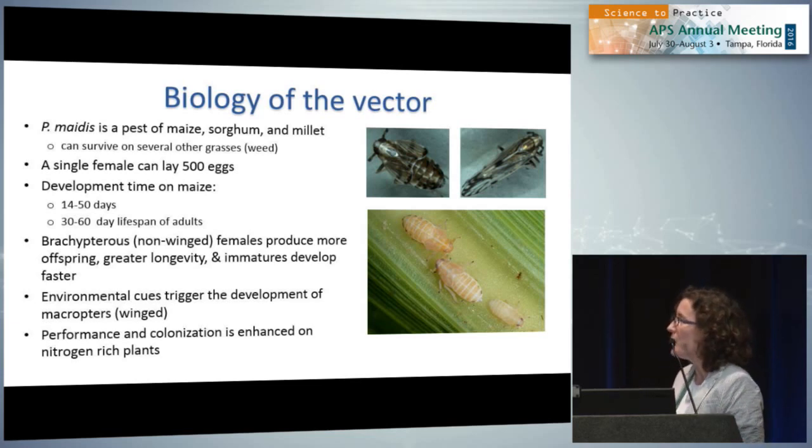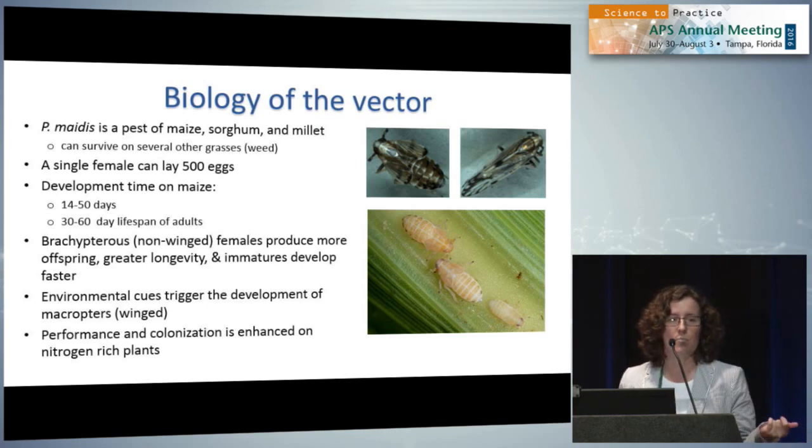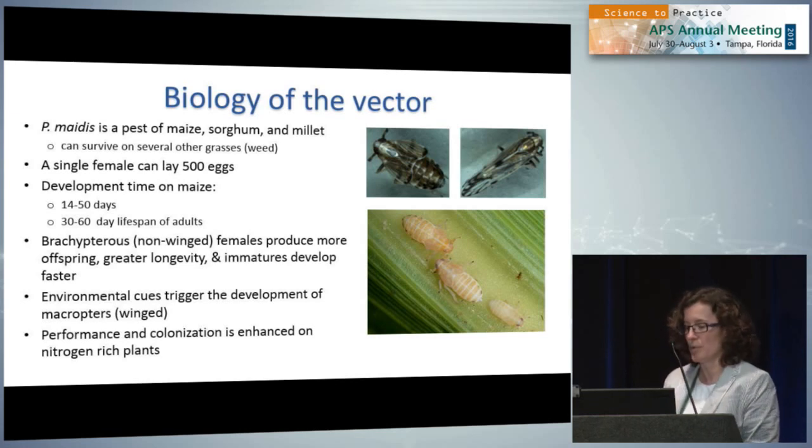And those are the main hosts of this insect, but they can also survive, but maybe not thrive, on other grass hosts. So even once a crop is harvested, the insects can move to these wild grasses and persist and then move back into the cropping systems. So they're a really important problem in production.